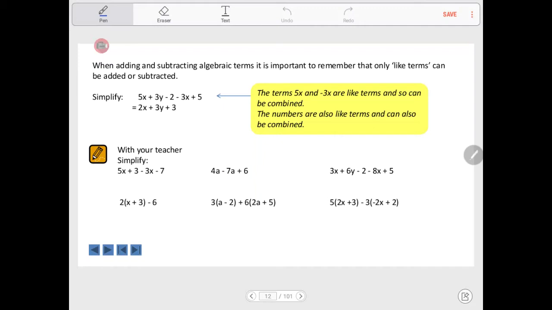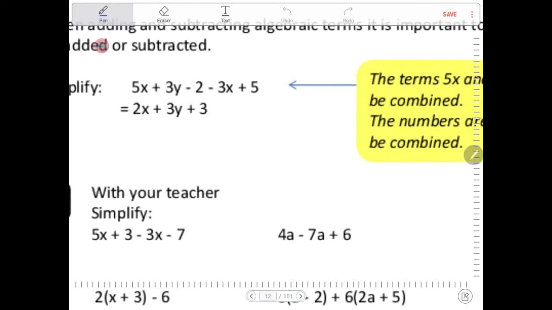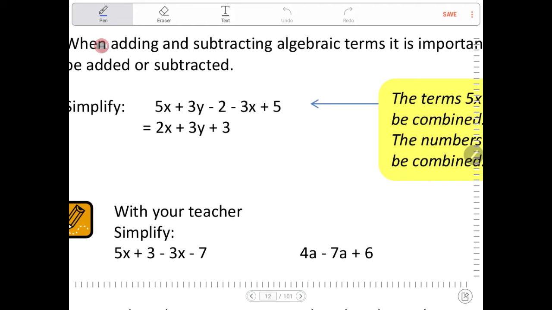So in this video, Helier College Math students, we're going to start collecting like terms. If we look at the example shown here, anything that has the same letter, all the terms with the same letter, are like terms. So here we've got a 5x, I'll put blue, and we've got negative 3x. Those are like terms because they're both an x.